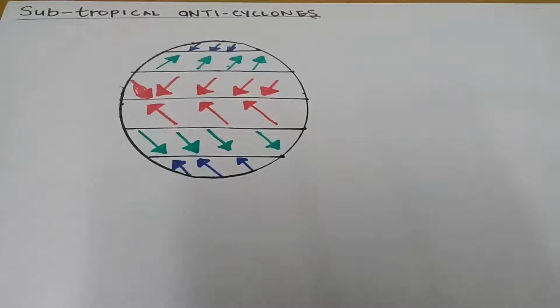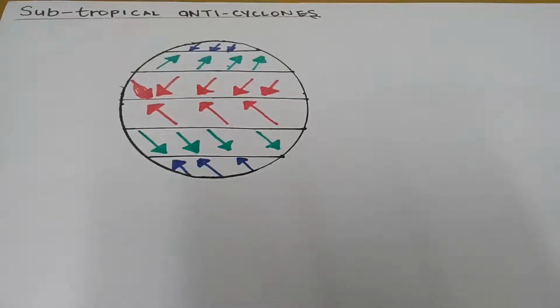Today we are going to be discussing a lesson under subtropical anticyclones. As you can see, I've done a diagram so that I can explain better. In order to understand these subtropical anticyclones, we have to understand the movement of the planetary winds around the world, as you can see in my illustration.